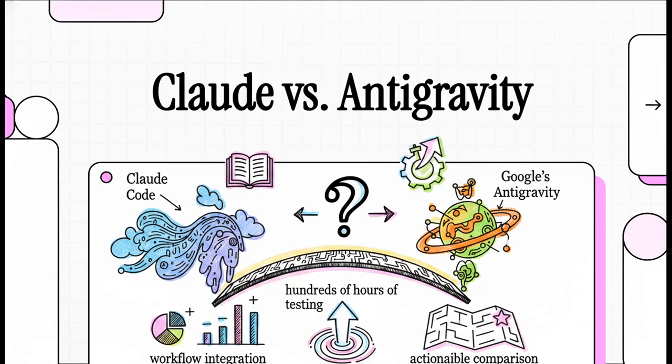So, look, right now there are two absolute heavyweights completely dominating the market when it comes to building software with AI. We're talking about Claude Code and Google's Antigravity. And man, for the past few months, the debate over which of these platforms is actually the best has been spreading like wildfire.